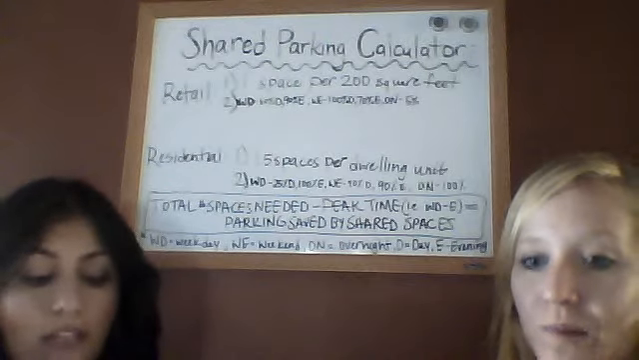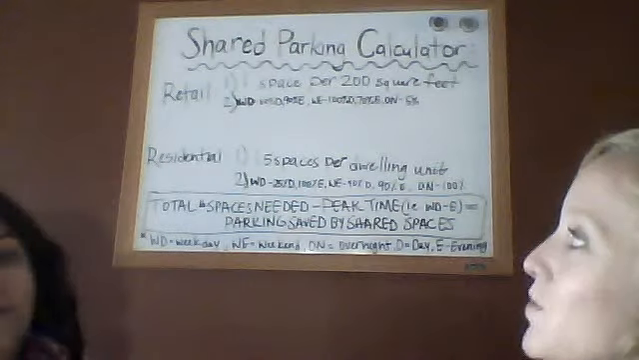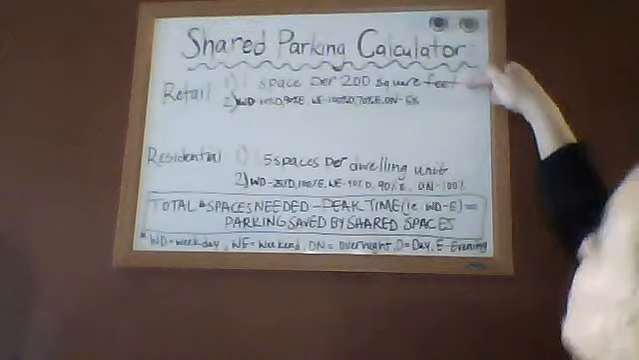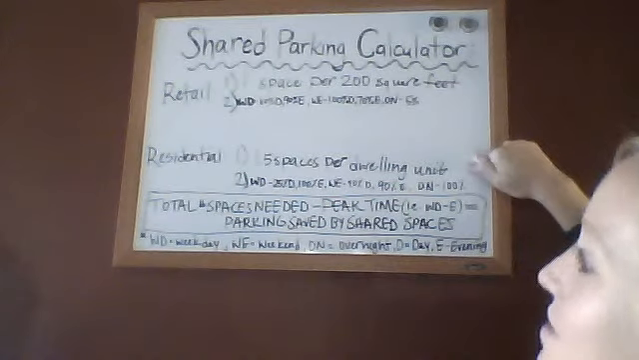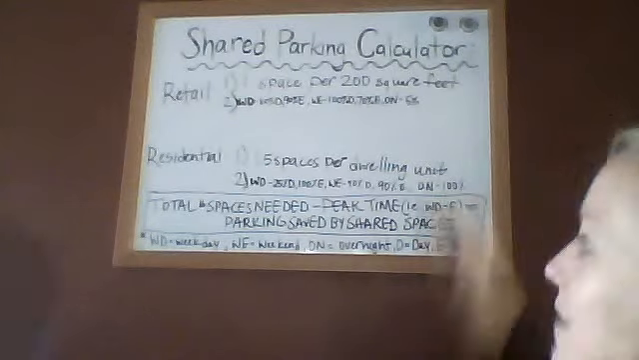The first step is to determine the ordinance requirements by separate use. Most retail uses require one space per 200 square feet. Residential uses typically require 1.5 spaces per dwelling unit.